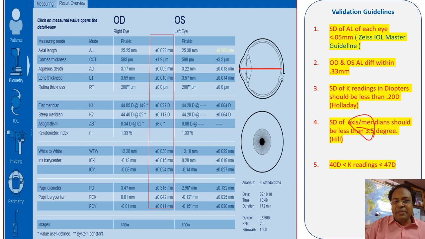So what do I mean by the standard deviation of the axis? If you see this LenStar data, the astigmatism axis standard deviation over here is 6.5 degrees. The data has five readings. So what is the standard deviation of those five reading axes? It is 6.5 degrees, which is actually double what is recommended. And I will talk to you about my own eyes to drive home the point.